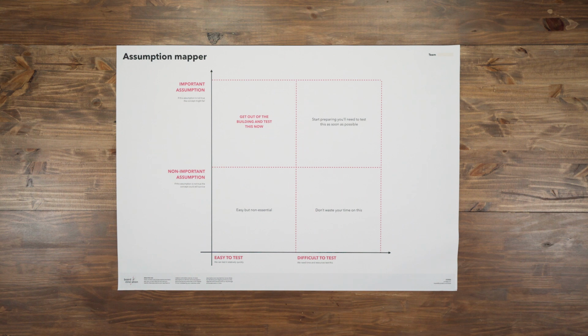It's a tool split up into two different axes. On the left side, you have your important assumptions and your non-important assumptions. And on the bottom, you have easy to test assumptions and then very difficult to test assumptions. And the goal really here is to isolate the assumptions that are really important to test, that are very easy to test, and those are the ones you should be looking at first.